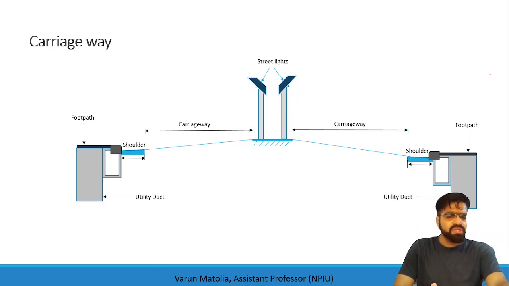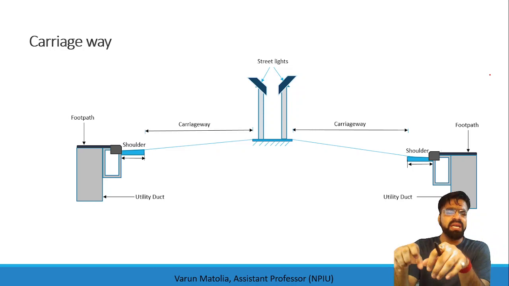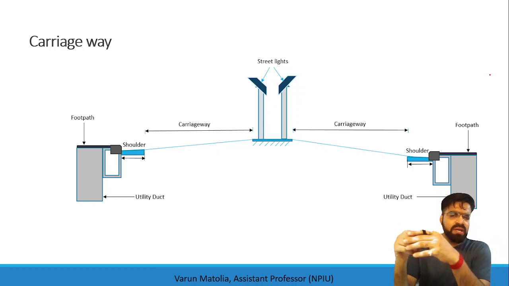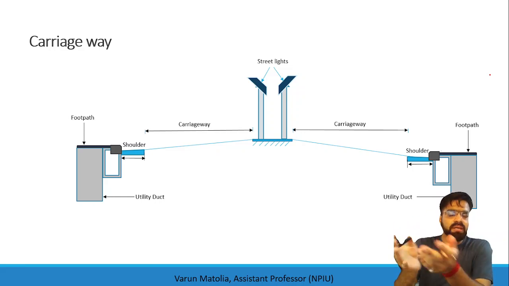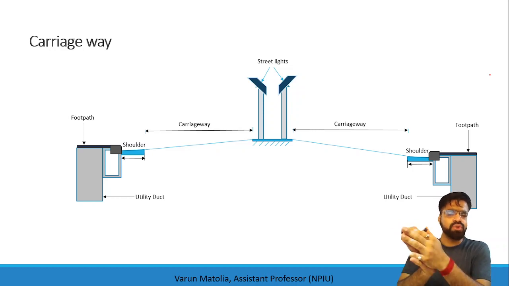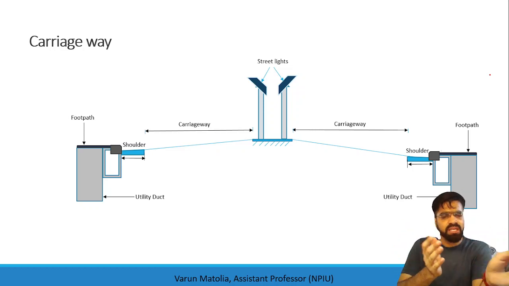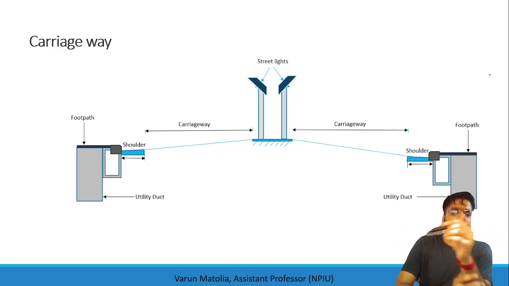Then you have this utility duct. You can put various cables and pipelines under the footpath, because footpaths are made of joint bricks or connecting bricks. They can be removed easily. You don't need a very high level of civil work, and many times you need this civil work to remove the pipelines or cables for defect management. So you can put these pipelines or cables below the footpath area. That's why this utility duct is provided.